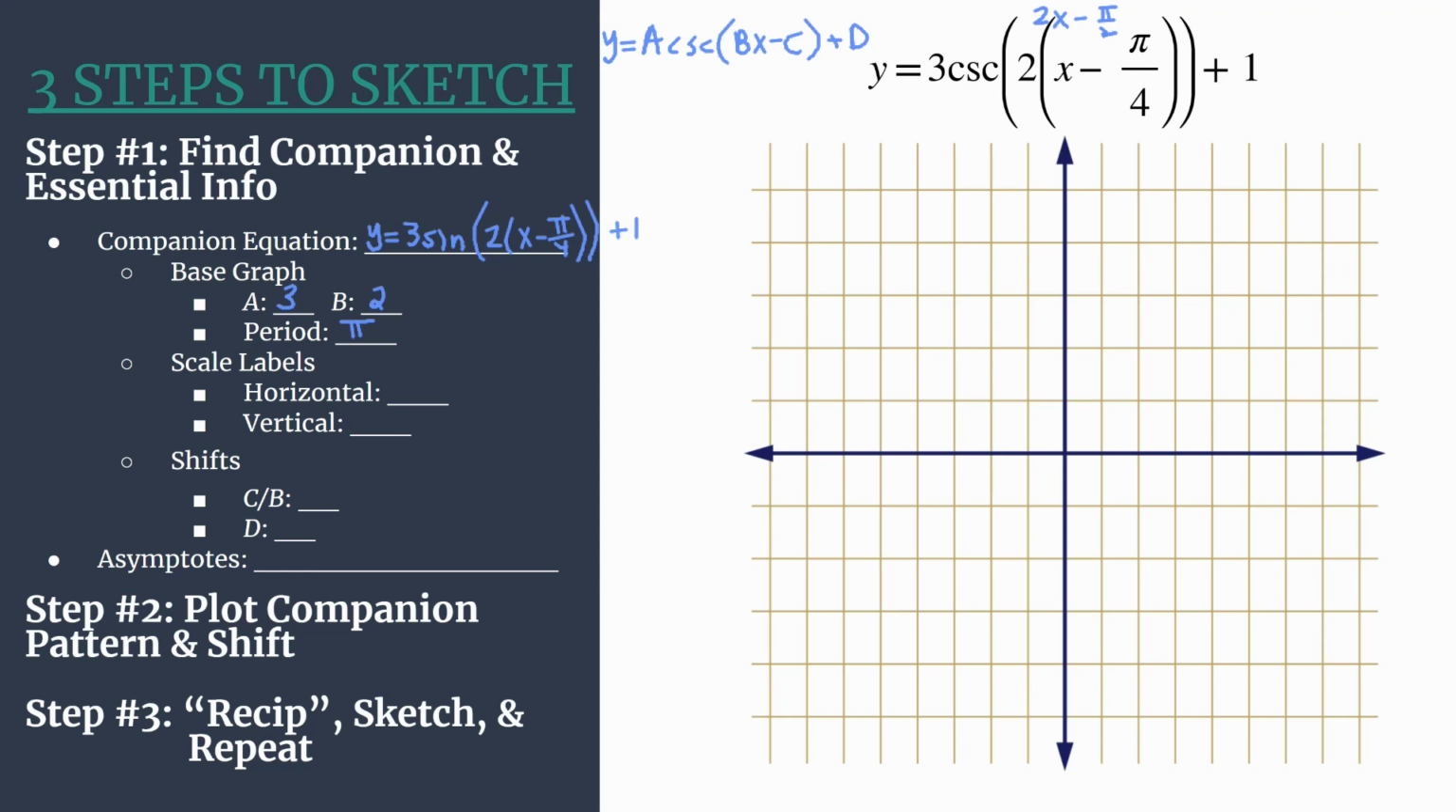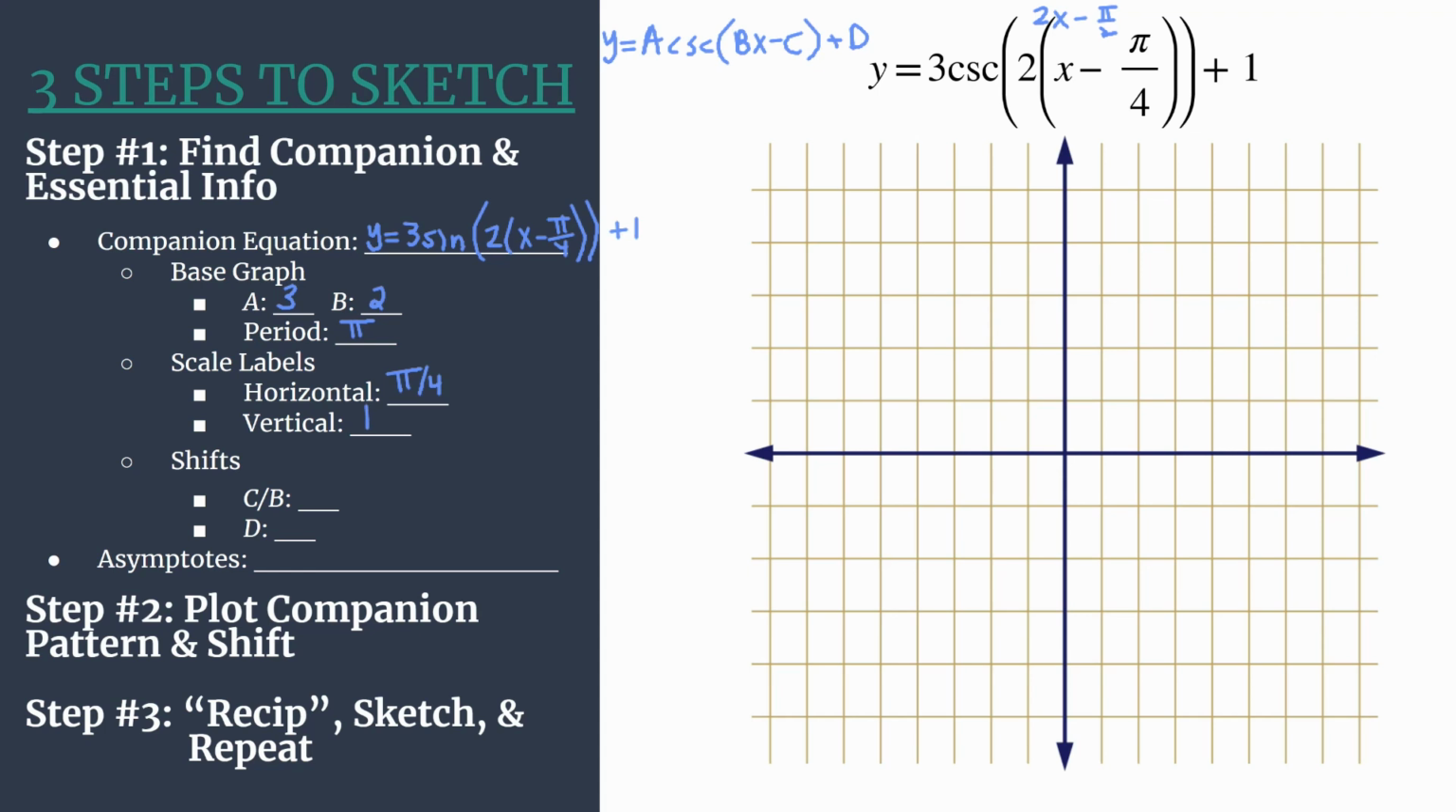Now we can choose scale labels. And so when choosing a horizontal scale label, I always take my period and divide by 4 so that in step 2, each of the 4 points in the companion pattern will align nicely with your tick marks. Of course, that's before you shift, but it's a really good starting place. So take your period, divide by 4. We'll count by pi over 4 when we label the horizontal axis. And for our vertical axis, we'll count by 1 here.